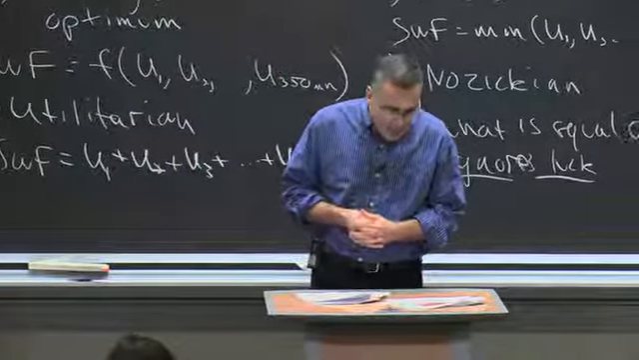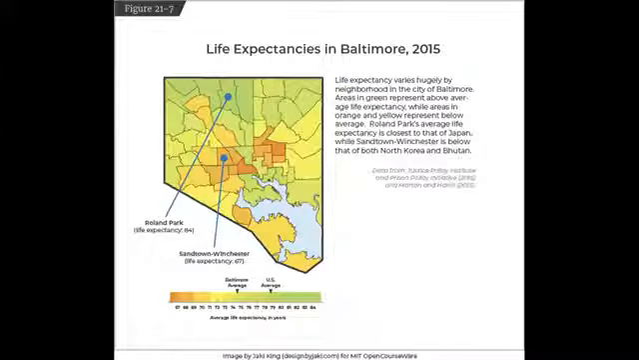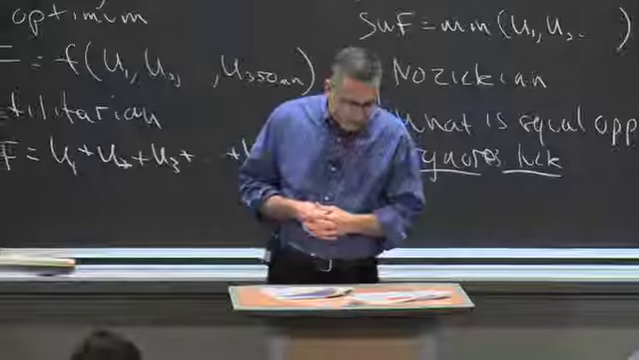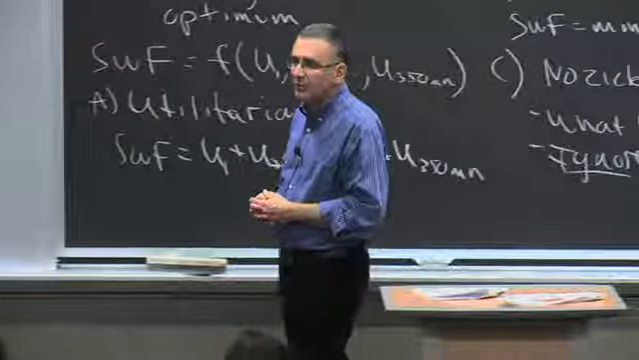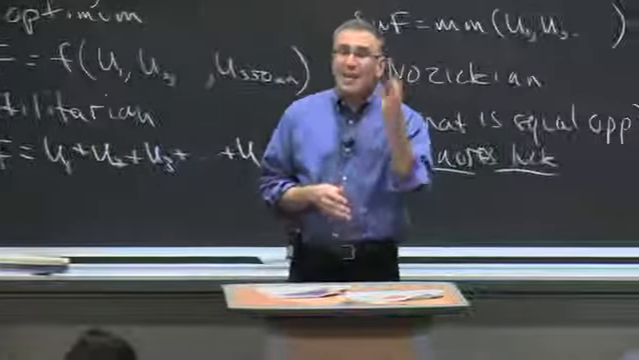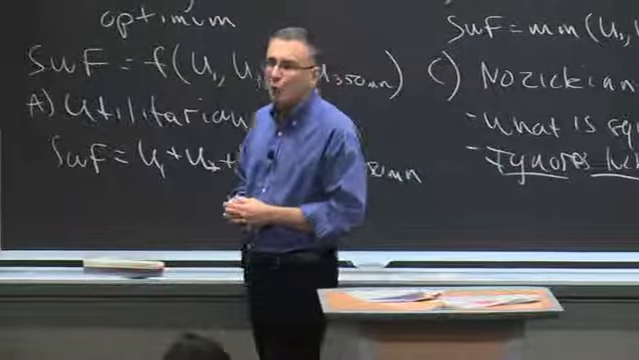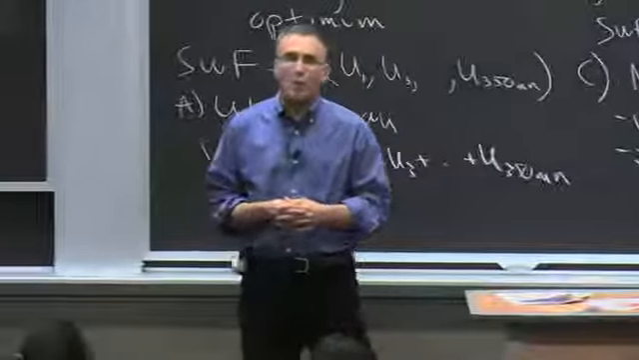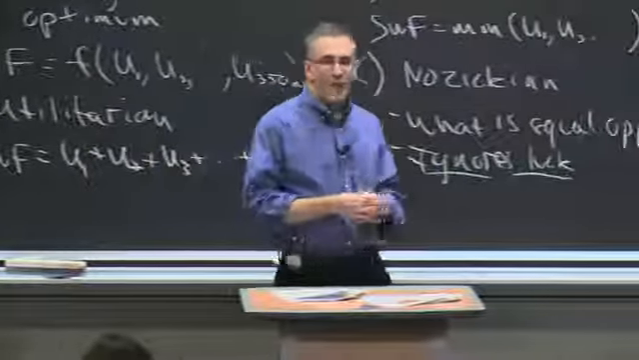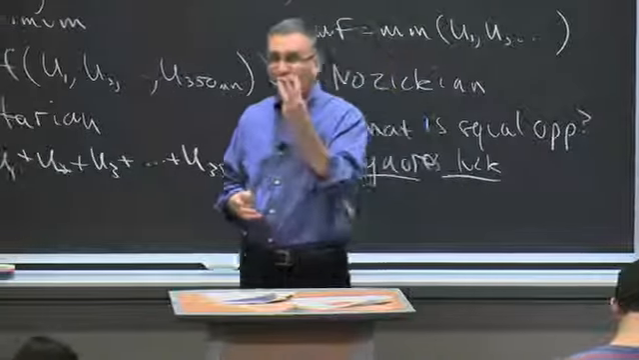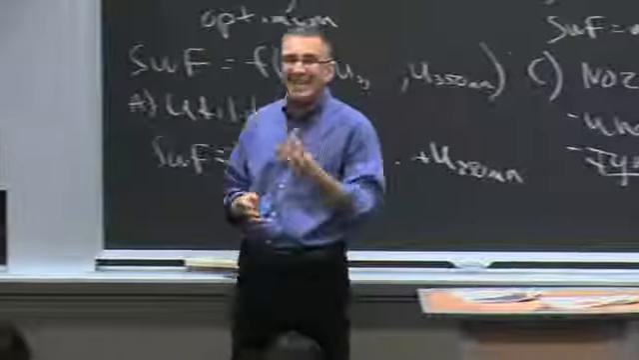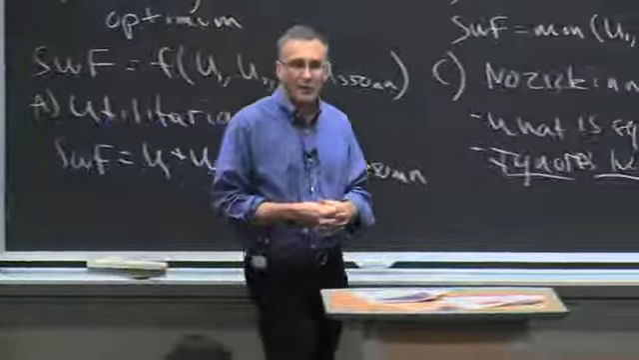About 3 miles away is an area called Roland Park, which is a very rich area. The average life expectancy in Roland Park is 84 years. That's above the US average. That's pretty good. The average life expectancy 3 miles away is 67 years, which is below North Korea and what it was around World War II in the US. 3 miles, and we get a 17-year difference in the average life expectancy.